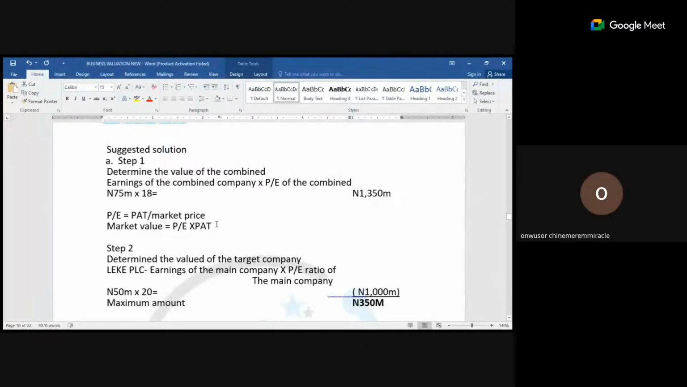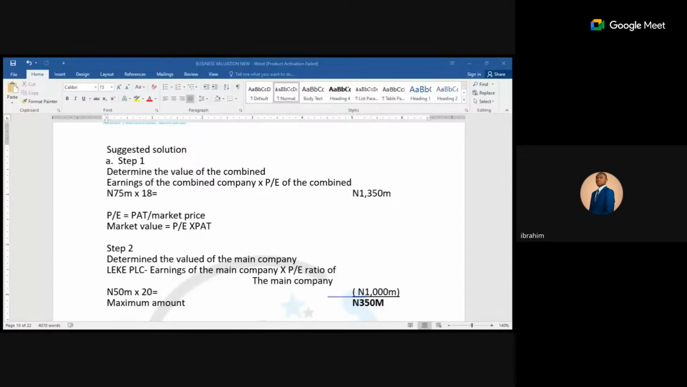Sir, please don't be annoyed. It's understood, but the problem is in step 2, you stated that determine the value of the target company. But when we are starting the calculation here now, it looks as if it is the main company. Yes, that is where, yes. I'm confused. Thank you very much.